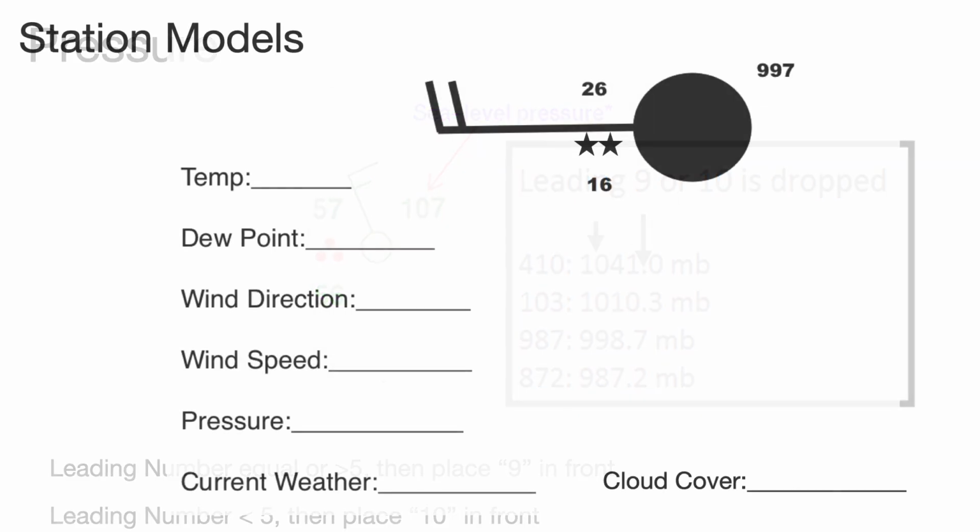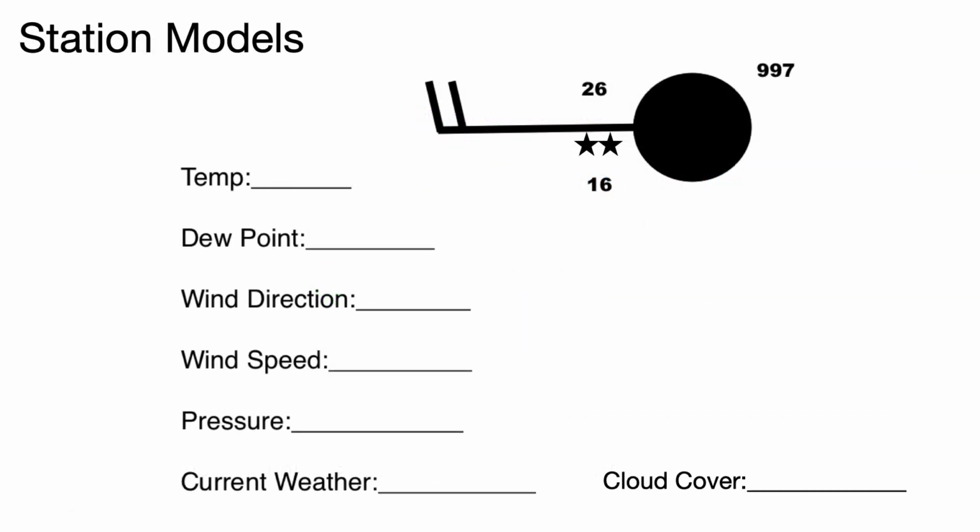So let's practice decoding a station model together. You might be presented with a station model similar to this, and what you'll have to do is figure out what all of the weather data is on this station and be able to break it down. The more you do this, the faster and easier it becomes. And again, if you struggle with it right away, don't worry, it takes time to learn it, and we're going to practice this a whole bunch this week.